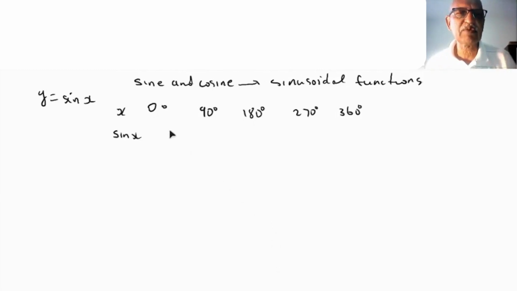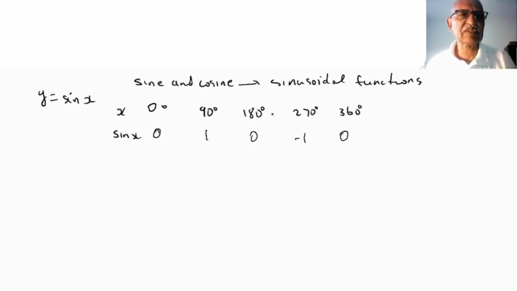The 5 main points, in this case, are 0 degrees, where sine of 0 is 0; sine of 90 is 1; sine of 180 is 0; sine of 270 is negative 1; and sine of 360 is 0. As we see, from 0 to 360 is one cycle. It will repeat itself. So let's graph these.